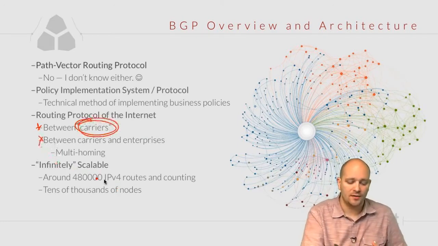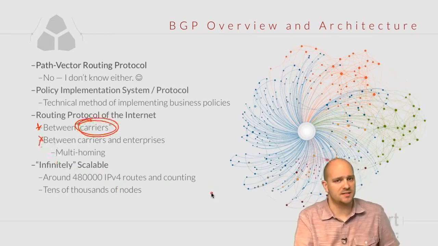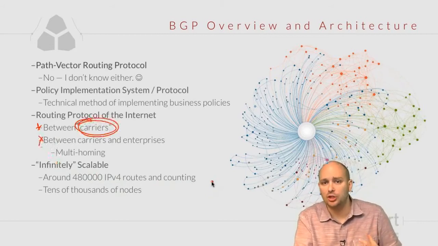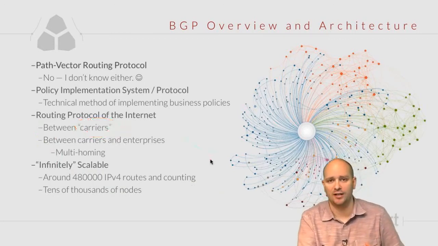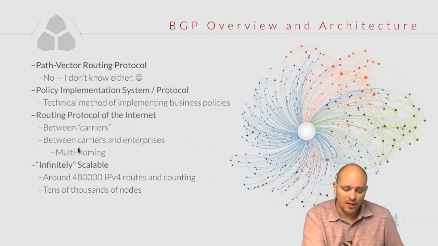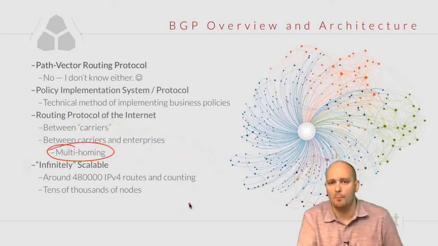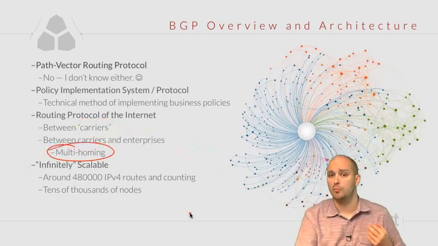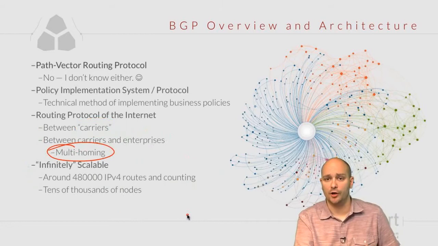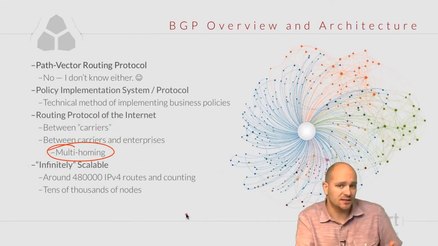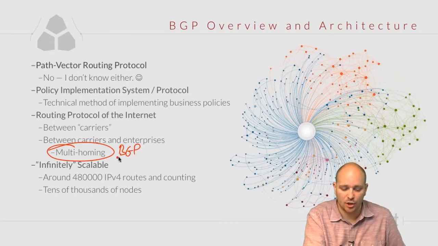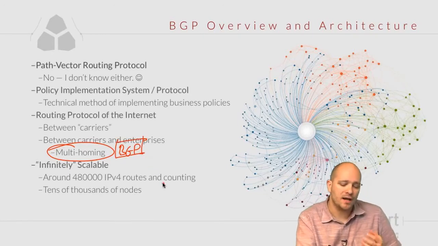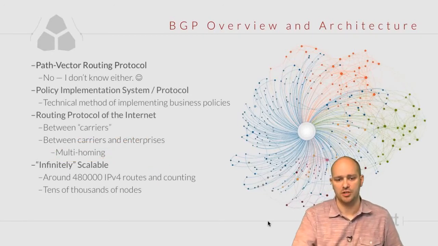But there are also enterprises, large, medium, and small, that use BGP for their routing when they connect to their ISPs, to their network providers. And they do that mostly when they want to be multi-homed, when they want to be connected to more than one carrier in order to provide redundant connections. This is also a very good scenario in which we might want to consider running BGP.